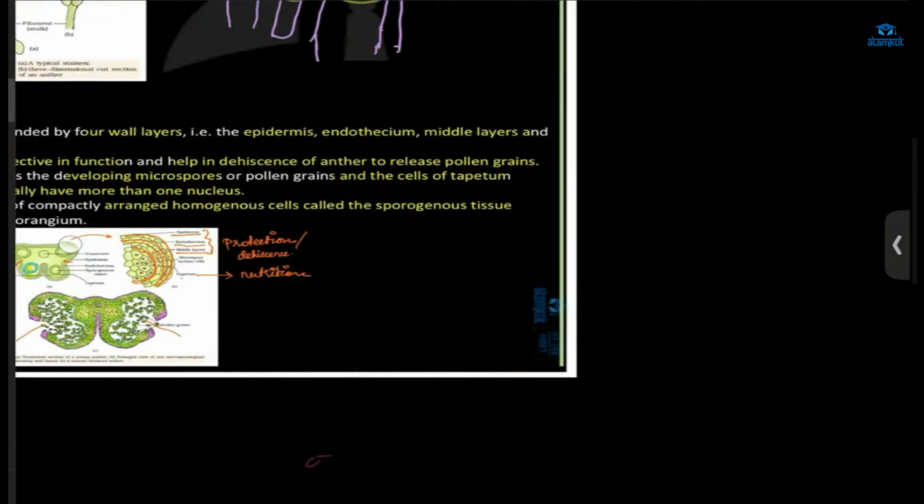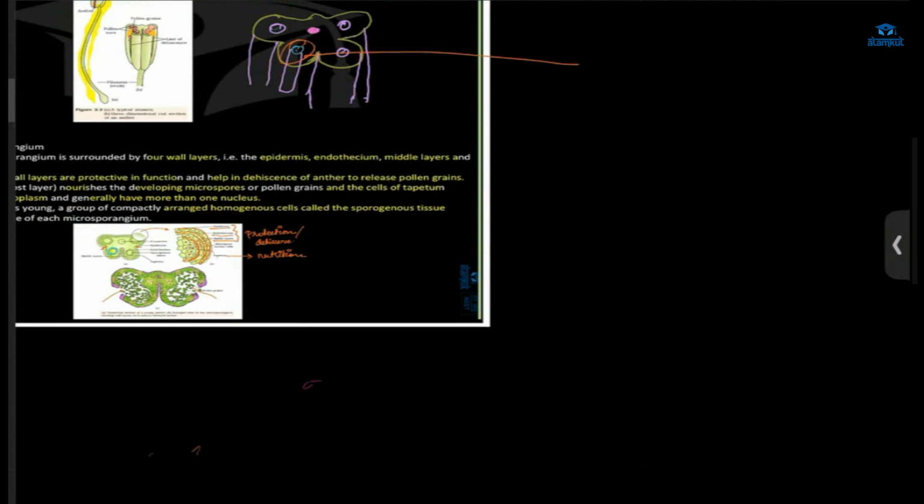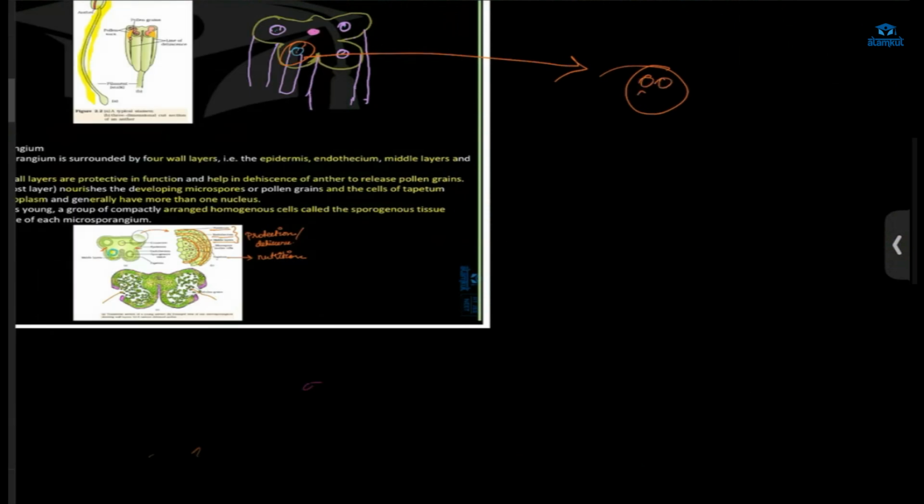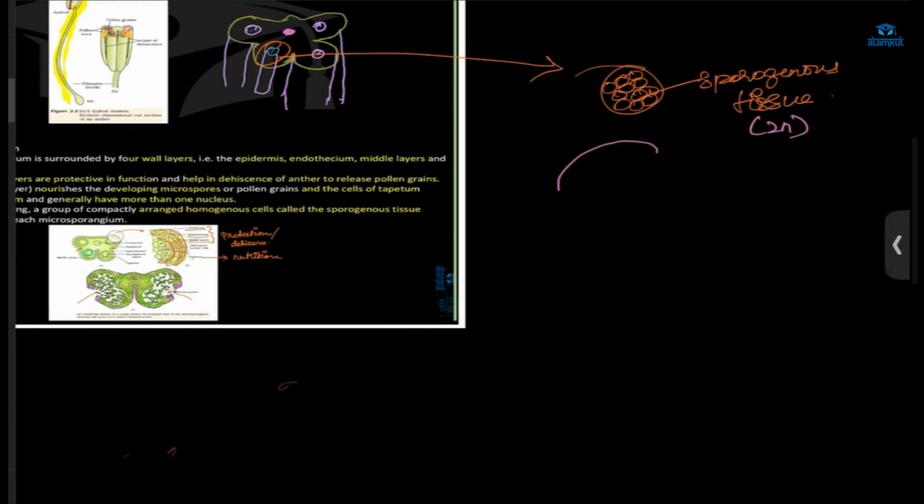Picking one theca, inside that there will be many cells of the same type. It is known as sporogenous tissue. In which ploidy condition are these tissues? Diploid, 2n condition. All of these cells, what will they form?